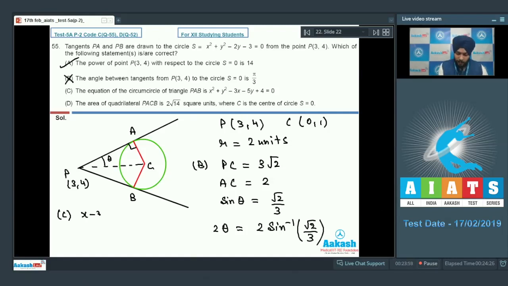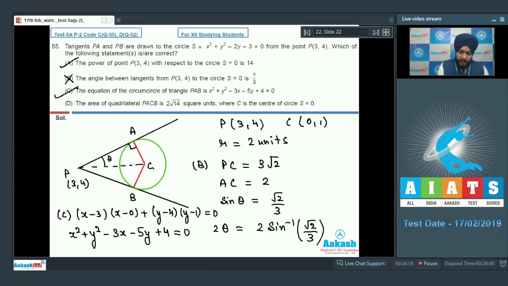So (x minus 3) into (x minus 0) plus (y minus 4) into (y minus 1) equals 0, which means x square plus y square minus 3x minus 5y plus 4 equals 0. We have option number C as correct.